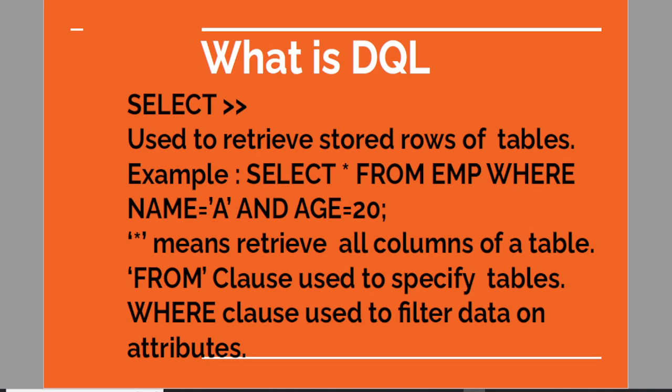The example is select star from emp, the table name, where name equals the attribute value. Star means retrieve all the columns of a table. The from clause is used to specify the table, and the where clause is used to filter data on an attribute.